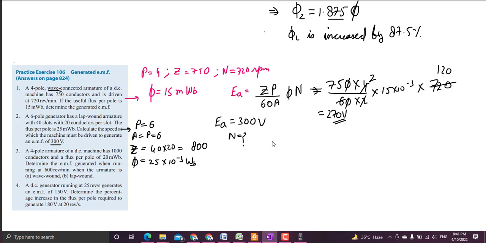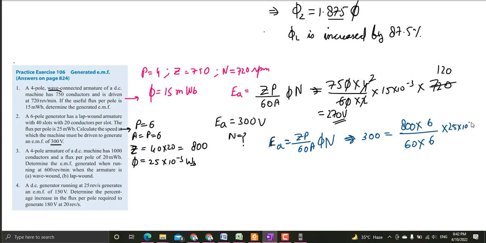What is the speed? So we can write EA is equal to, same formula we will use, Z into P divided by 60 into A, phi into N. Putting the values, we get 300 is equal to Z into P, 800 into P is 6, divided by 60 into 6, into phi is 25 into 10 to the power minus 3, and then N we have to find.